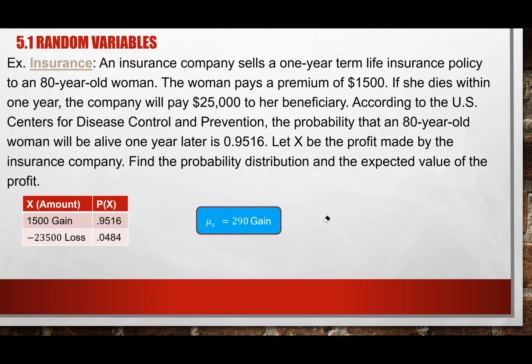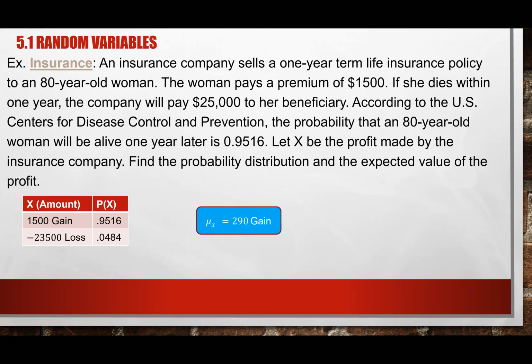Okay, so in our item, the probability of the woman living within 1 year is very high. Because it's very high, we don't risk that much, right? And because of this, we also don't gain that much, because the premium we take is not that high. If we want to gain more, we just increase the premium, right?